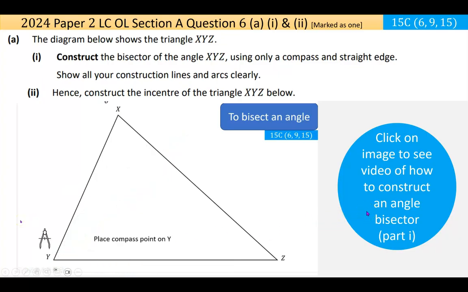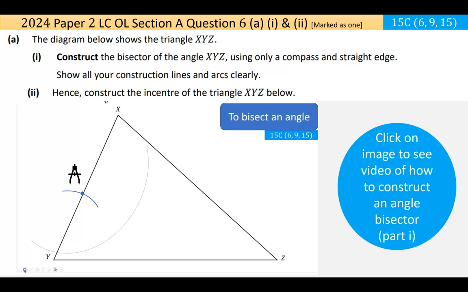So you place your compass point on Y and draw an arc along YX. And then after you've done that, you put your compass point where XY and the arc join, and draw a large circle. You could draw the full circle if you want, but you're just drawing an arc, which is all you need.